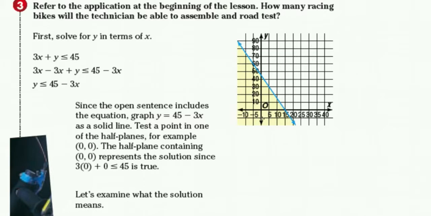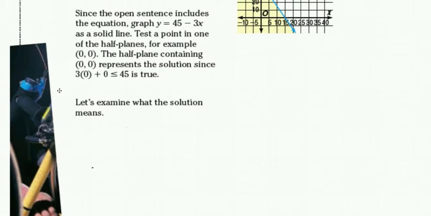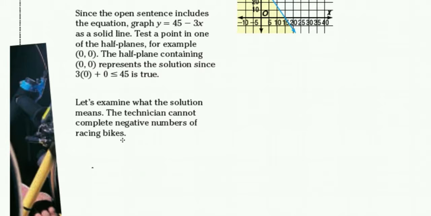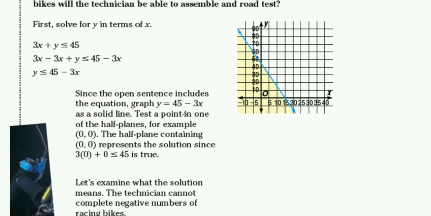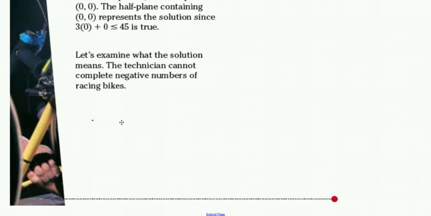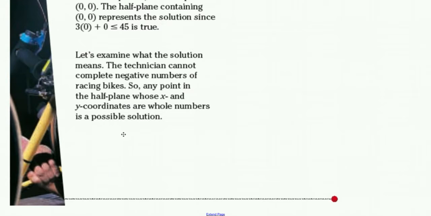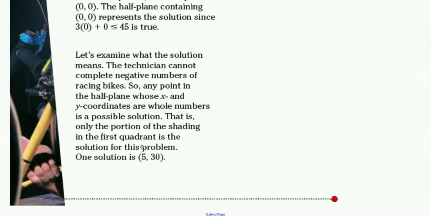Again, why did we shade the left side of our boundary? Because we tested the origin, and the origin is on the left side, which made our inequality true. So that means we shade that part of the inequality. Let's examine what the solution means. The technician cannot complete a negative number of racing bikes. That means we only have to deal with one quadrant in our coordinate plane, quadrant 1. Any point on the half plane whose x and y coordinates are whole numbers is a possible solution in this case. Only the portion of the shading in the first quadrant is the solution for this problem.